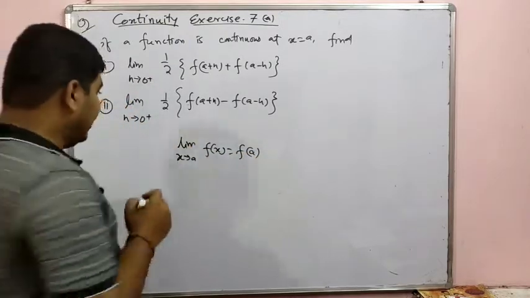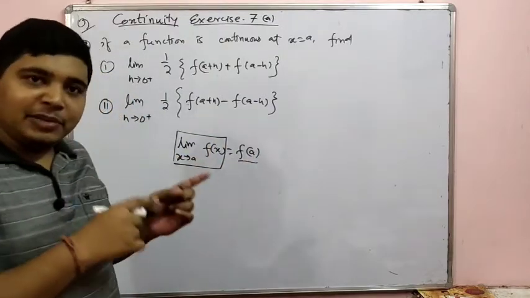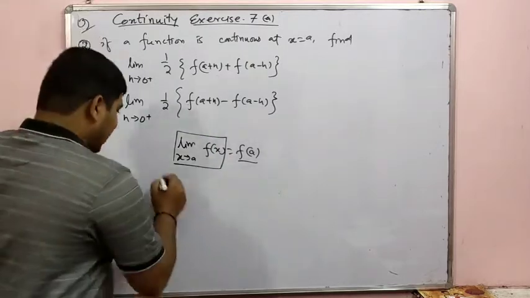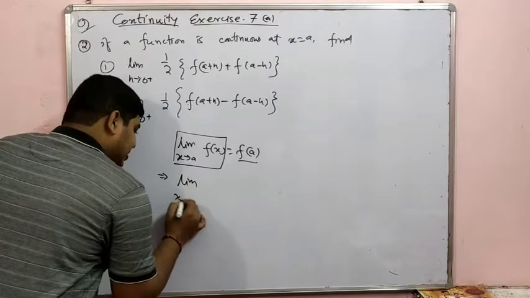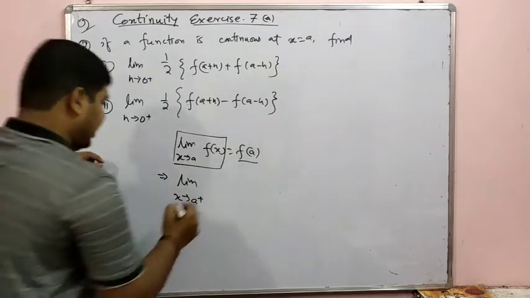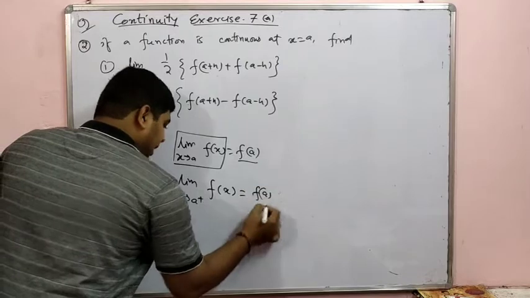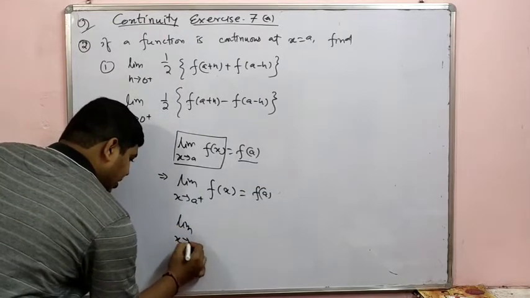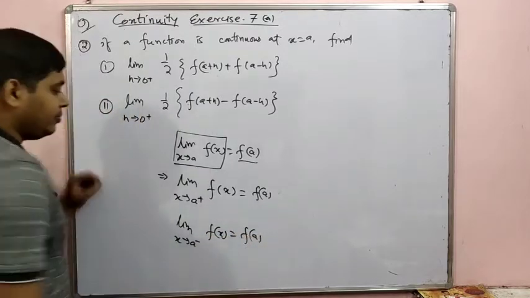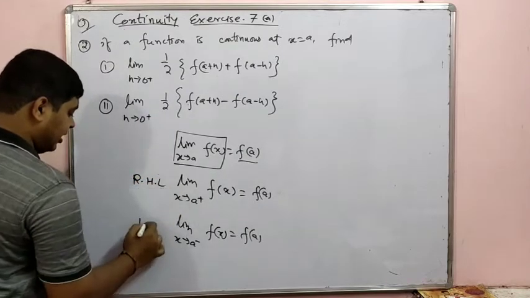When limit x tends to a, f of x is equal to f of a, which means the left hand limit is f of a and the right hand limit is f of a. So this implies we say that limit x tends to a plus f of x is equal to f of a, and limit x tends to a minus f of x is also equal to f of a. So it is our right hand limit and it is our left hand limit.